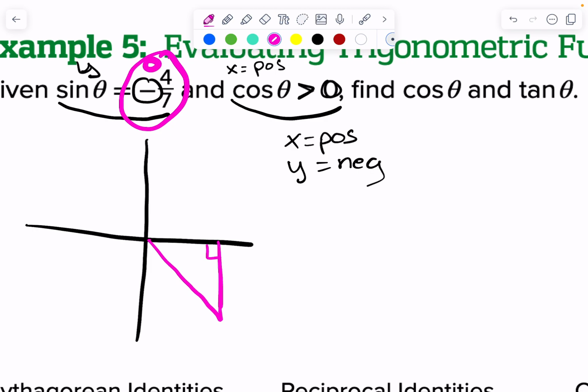Sine is opposite over hypotenuse, okay? So the opposite side is 4 and the hypotenuse is 7. And one of those is going to be negative. Not both of them, just one of them. And since my hypotenuse is never negative, my 4 has to be negative. And that makes sense, I guess, because I'm going down also to get to that point. So the 4 has to be negative.